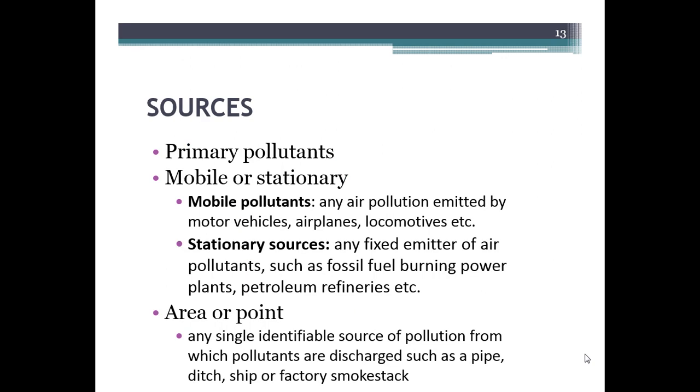Okay, all right, so let us look a bit again at those sources of pollution. So we know we have the primary pollutants, and we talked about some of those already. Then we also have what we can classify as mobile or stationary. So mobile pollutants would be any air pollutant emitted by objects that move, such as automobiles, airplanes, locomotives, etc.